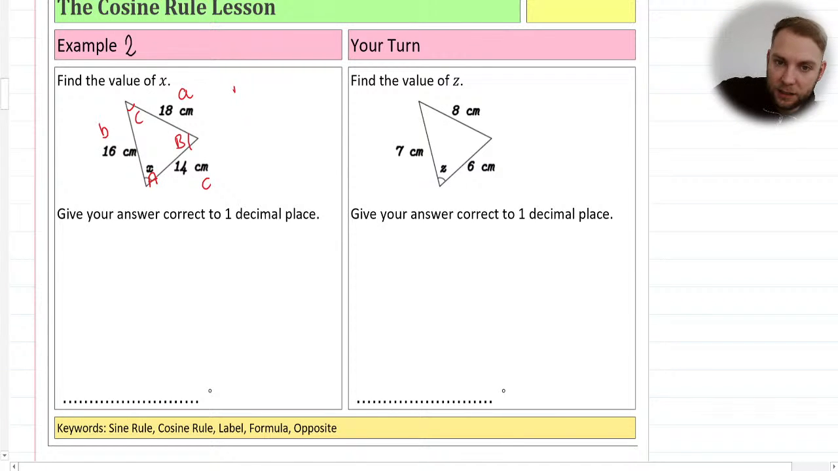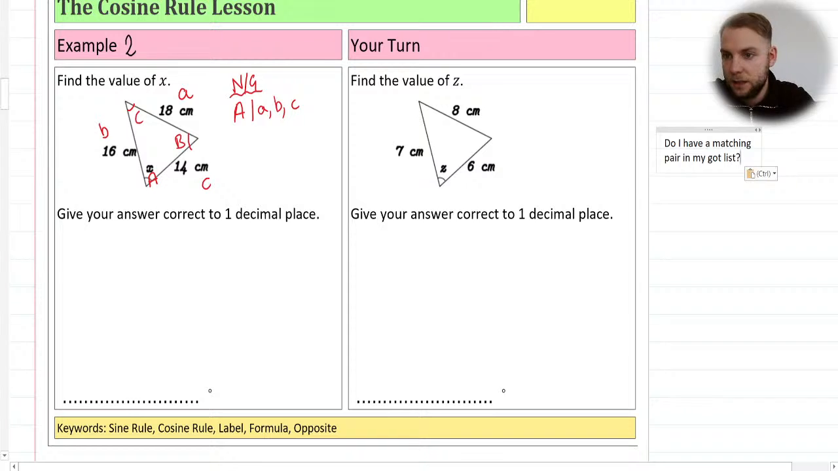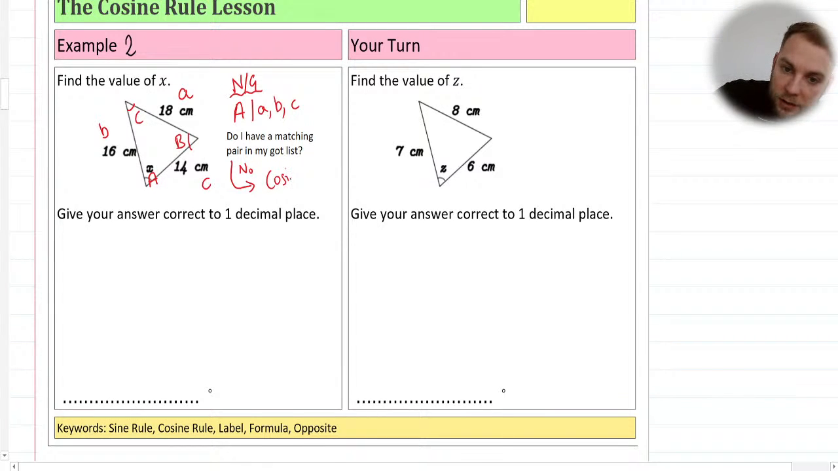I then do my need and got list, need slash got. This time I need capital A. This time I've got lowercase a, lowercase b, lowercase c. So do I have a matching pair in my got list? The answer to that, because we're doing the cosine rule, of course, is no. But this is so important, isn't it? Because we use this to figure out whether we're using the sine rule or the cosine rule. So it's no, so I'm using the cosine rule.